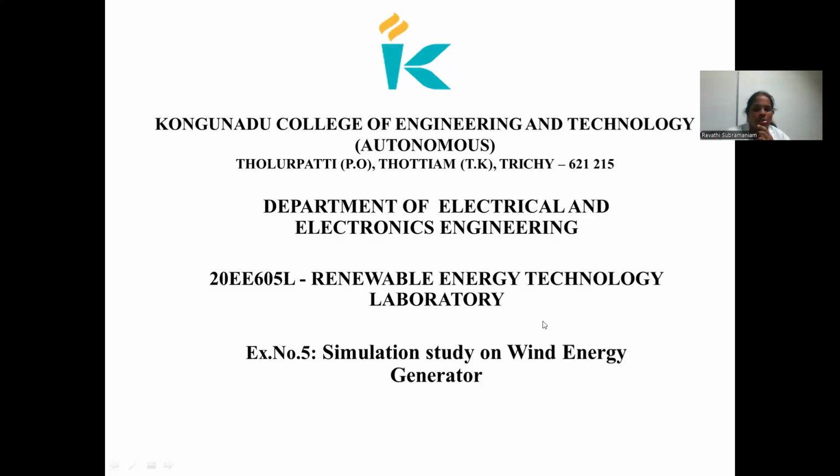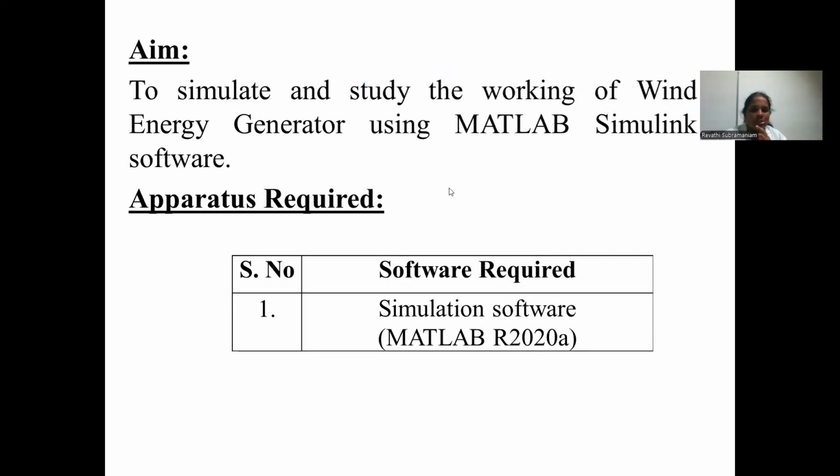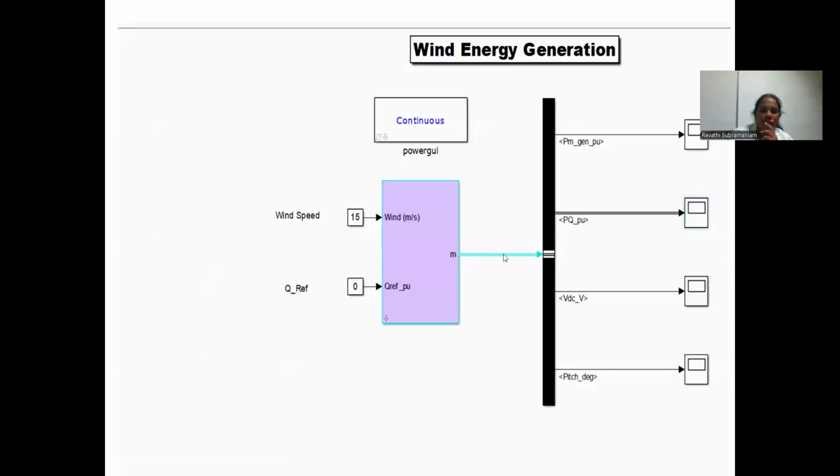In Renewable Energy Technology Laboratory, now we are going to see the experiment on simulation study on micro wind energy generator. So here the aim is to study and simulate the working of wind energy generator using MATLAB Simulink software. Once again, here the MATLAB R2020 version has been used for simulating the wind energy system.